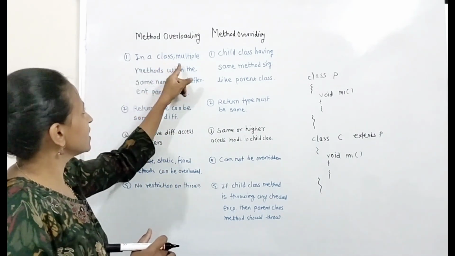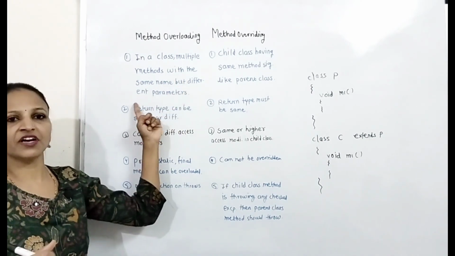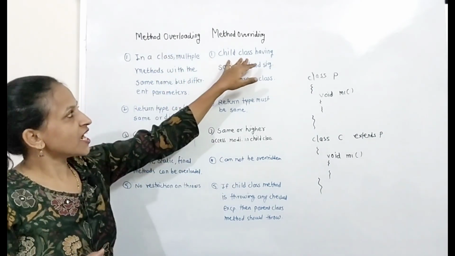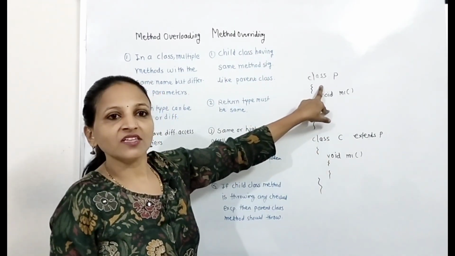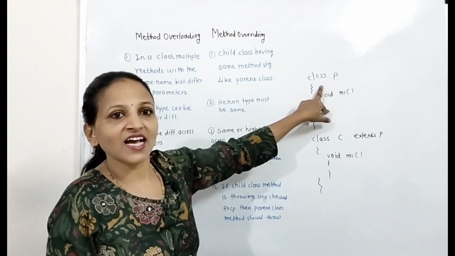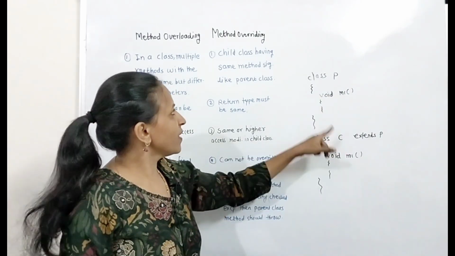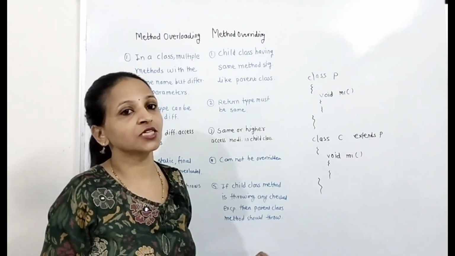The first difference is, suppose in a class there are multiple methods with the same name but different parameters or arguments, then that is method overloading. If a child class has the same name for the method as a parent class, then that is the concept of method overriding: same name as well as same arguments. Here I have written method signature.